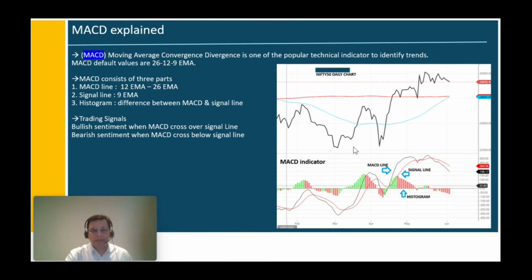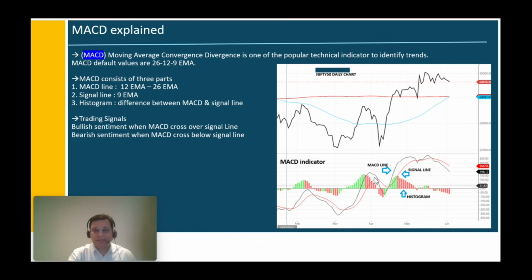MACD, I'm showing in the right side image. As you see, at the top we have price. This is a Nifty 50 daily chart, and at the bottom I've added MACD as an indicator. So MACD consists of three parts. First part is the MACD line. This usually comes in the color blue or black based on your trading platform. This line is nothing but a subtraction of 26 EMA minus 12 EMA.